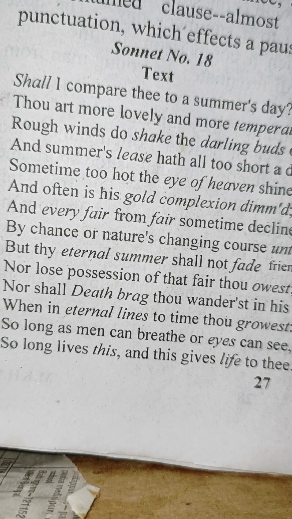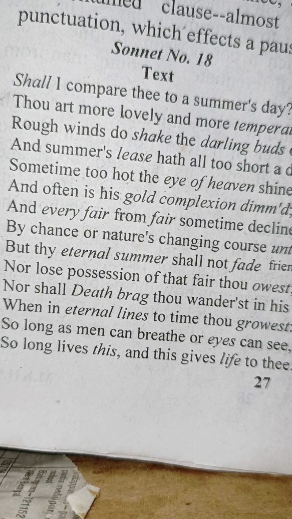But thy eternal summer shall not fade. The poet's fair friend's beauty will not fade. Nor lose possession of that fair thou owest. You possess a very good, beautiful quality that will not be lost, nor shall death brag thou wanderest in his shade.